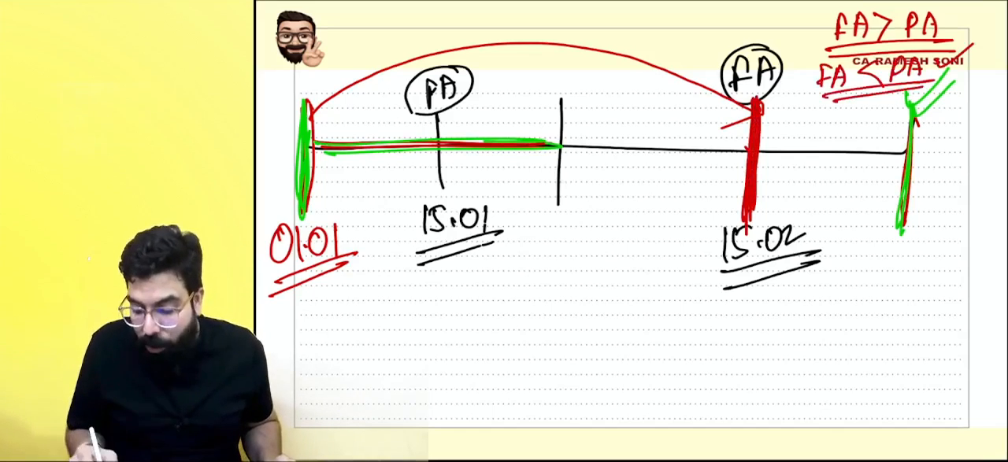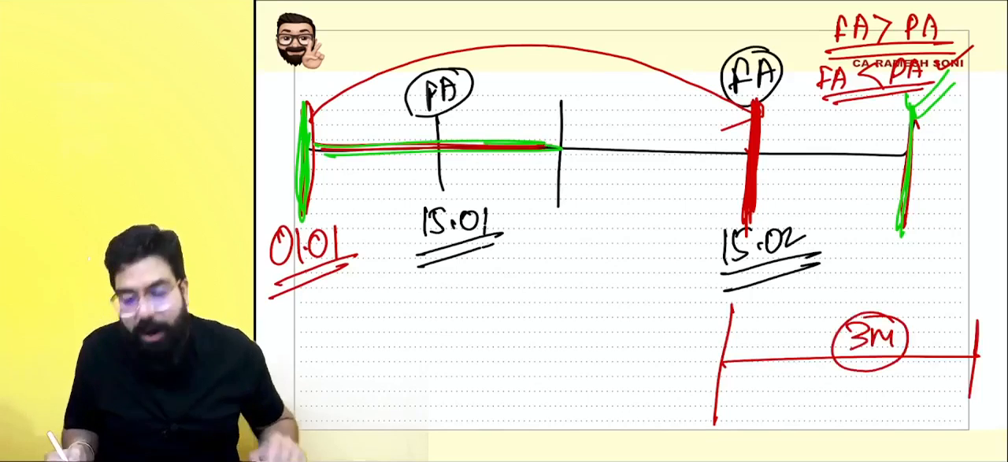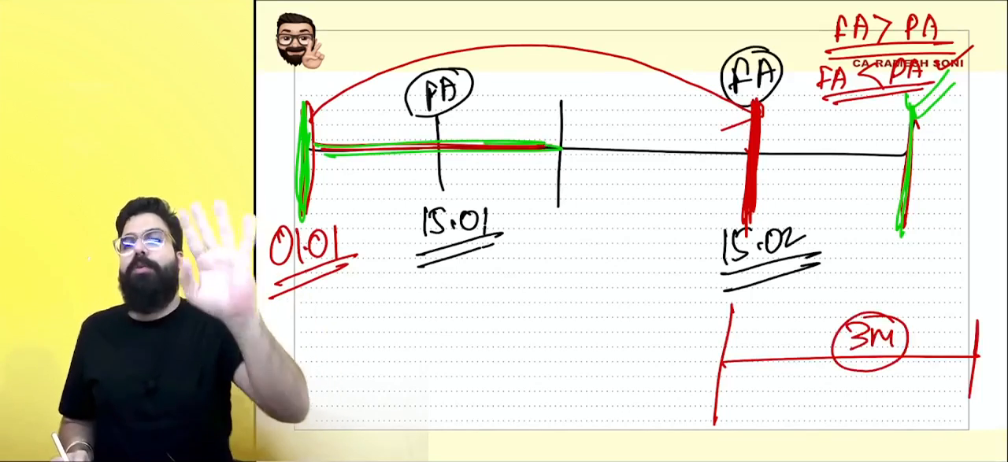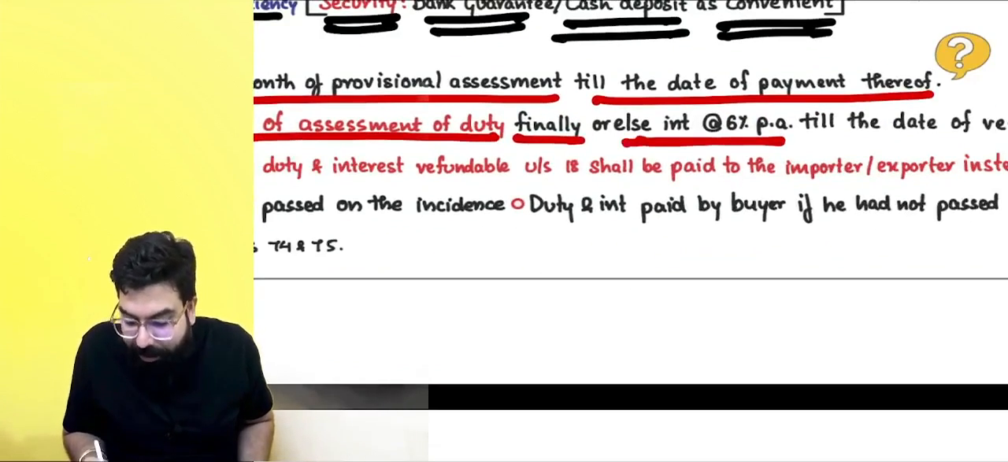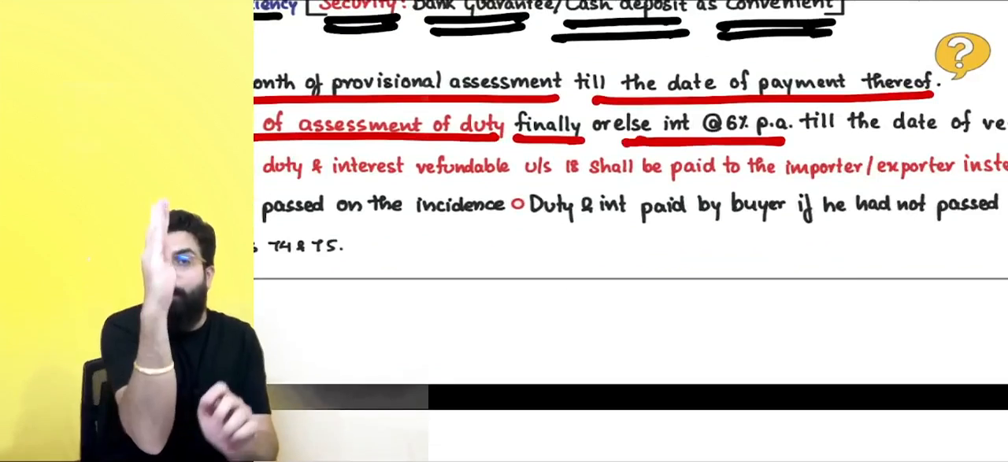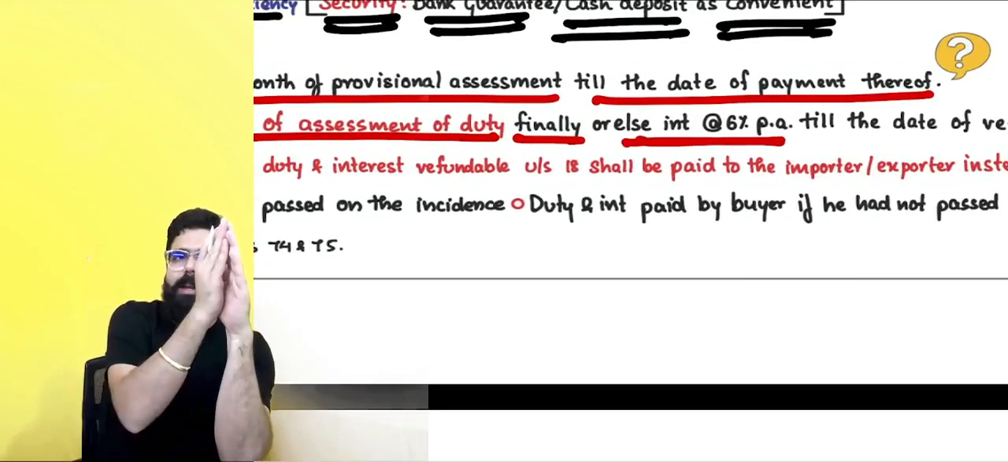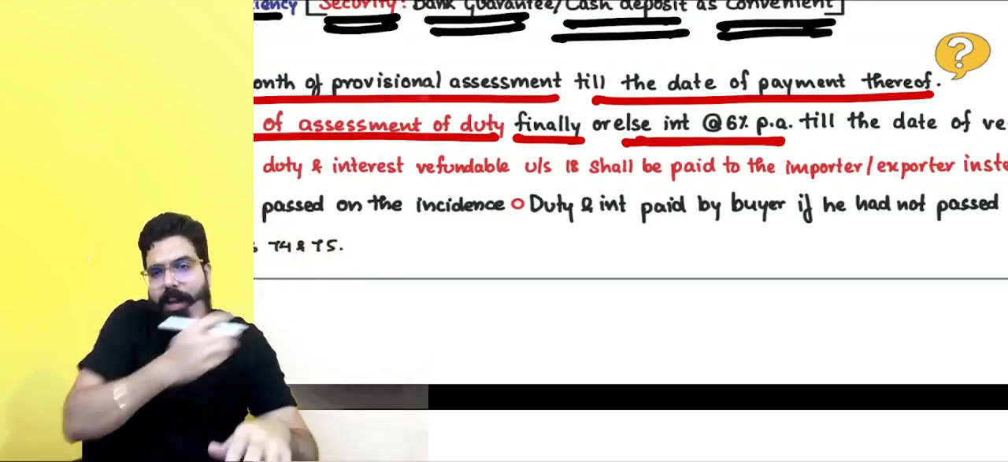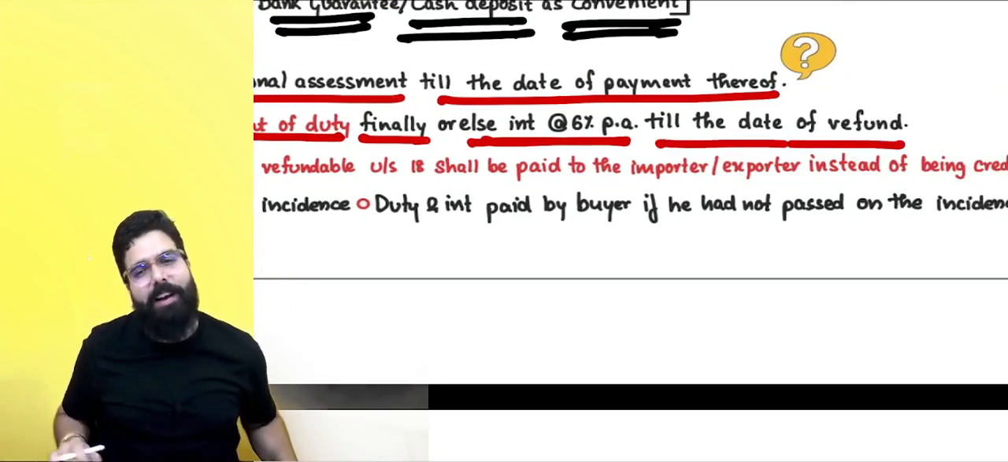But sir, always remember, if they give you a refund within 3 months from the date of final assessment, then there is no interest. If they don't give you the money within 3 months, then they will give you interest at the rate of 6%. Once the 3 months get over, after that interest will start till the date of refund at the rate of 6%. They will give you the interest.